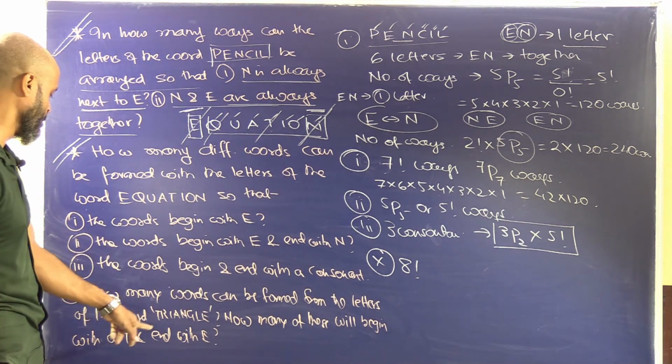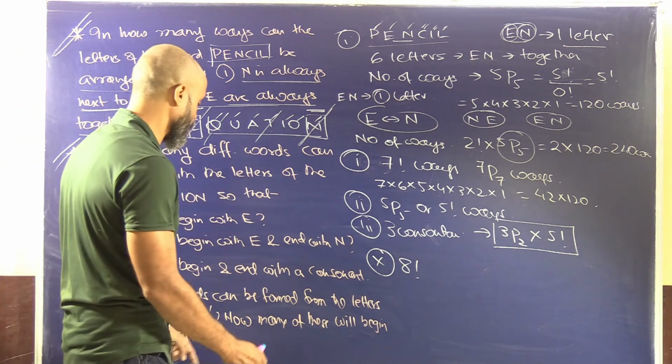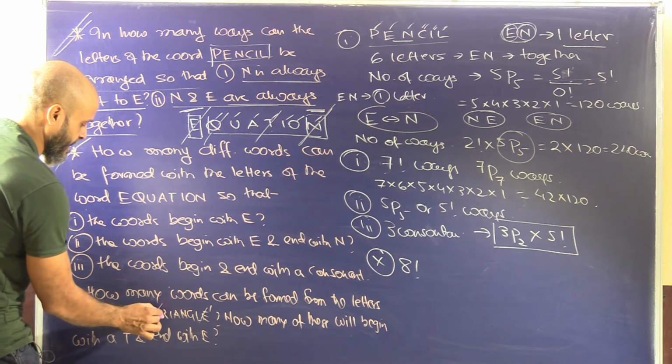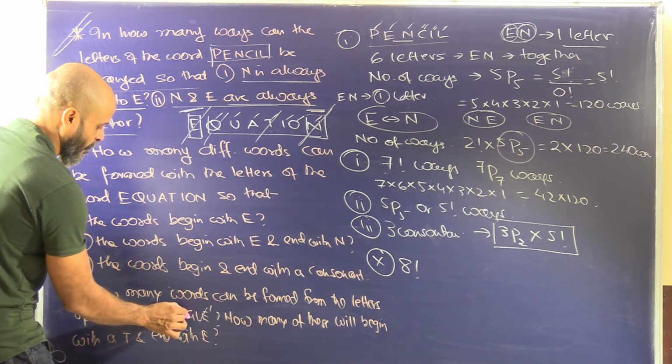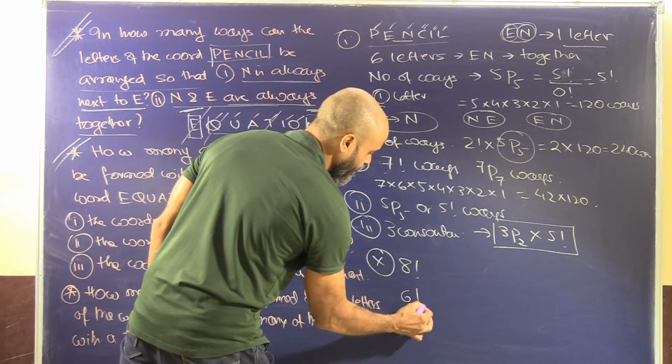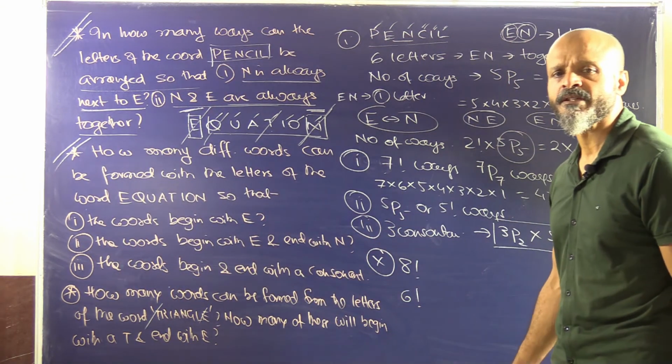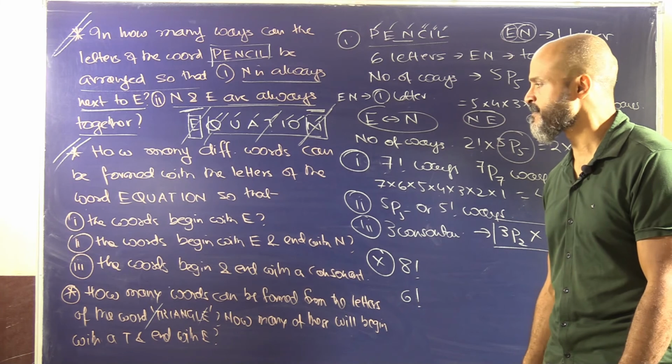How many of these will begin with a T and end with E? So if we fix this first position and this last position for T and E, 1, 2, 3, 4, 5, 6. So that will be done in factorial 6 ways. Okay, so fair and easy enough problems, just clarifying on the different concepts that we have.